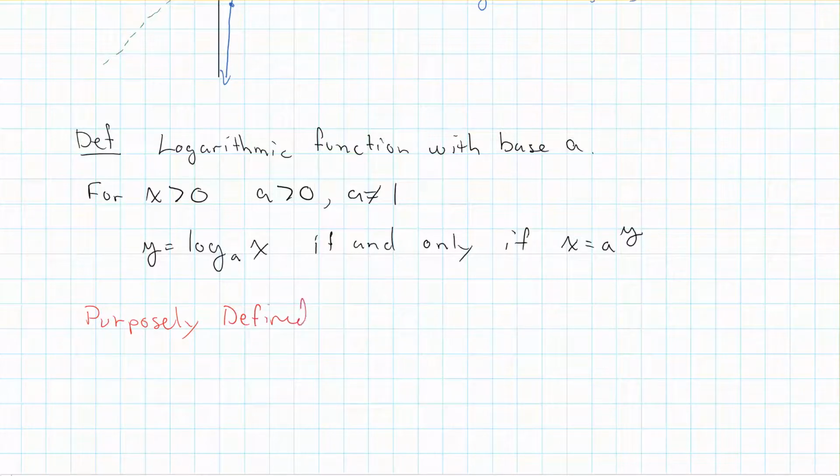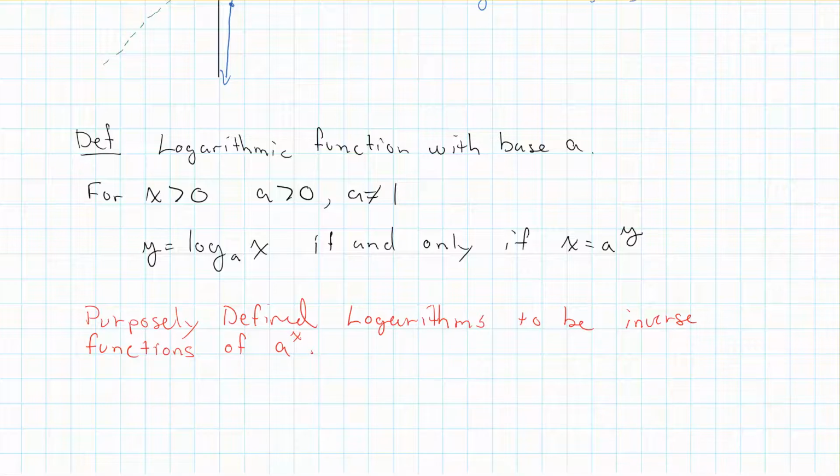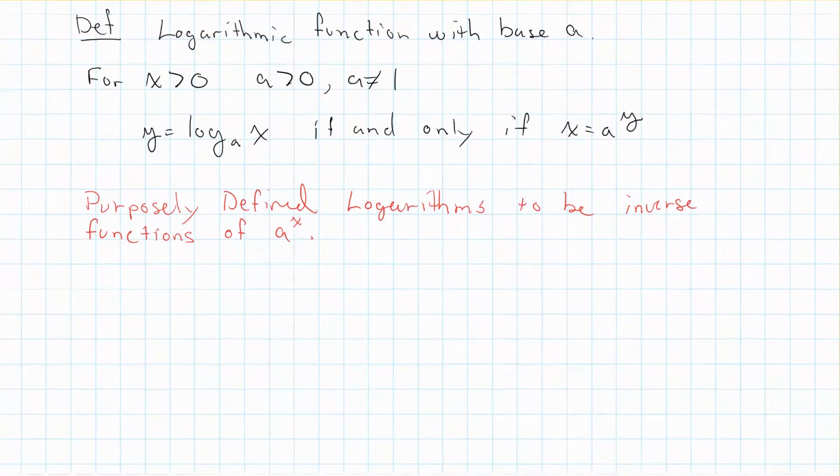The definition is actually using the exponential function, and what we've done is we've purposely defined logarithms to be inverse functions of a to the x. And that's all this definition is doing here. And this is our definition, read as log base a of x. What I'd really like to do though is give a little bit more: what do logarithms tell us here?